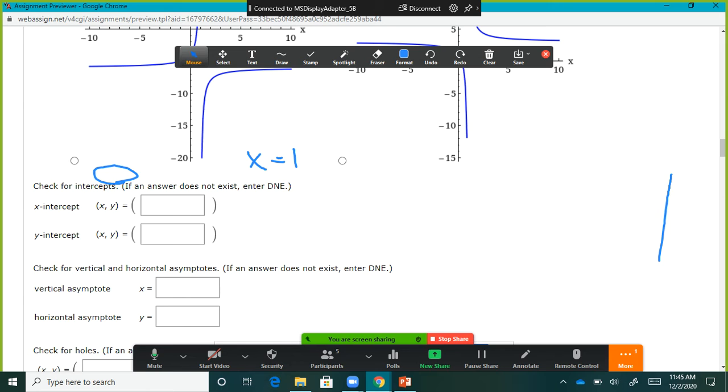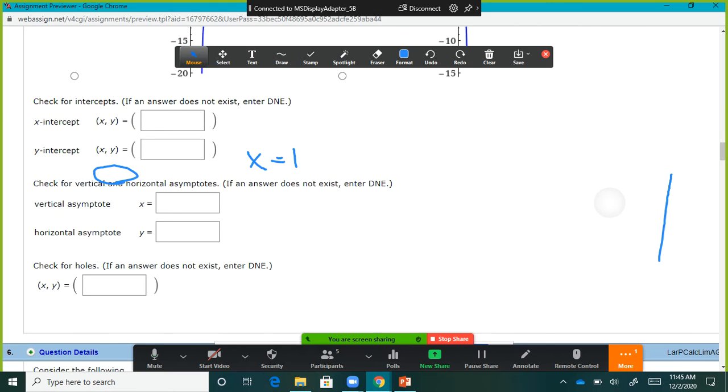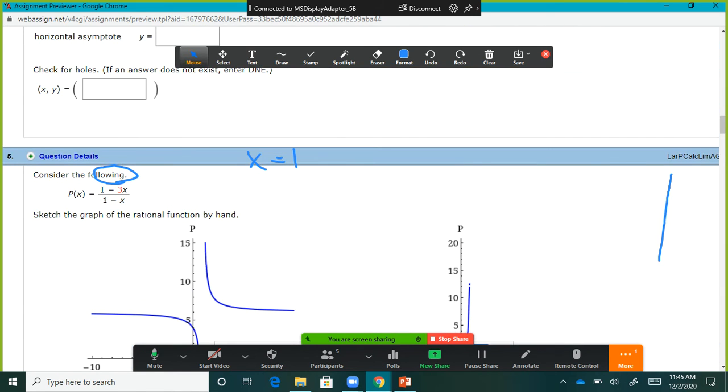All right. Notice it wants me to find x-intercept, y-intercept, vertical asymptote, horizontal asymptote, and check for holes. Holes come when you factor the top and the bottom, and one of the factors cancels away. And in fact, here, neither one of these will factor, so there's not going to be any holes. Okay?